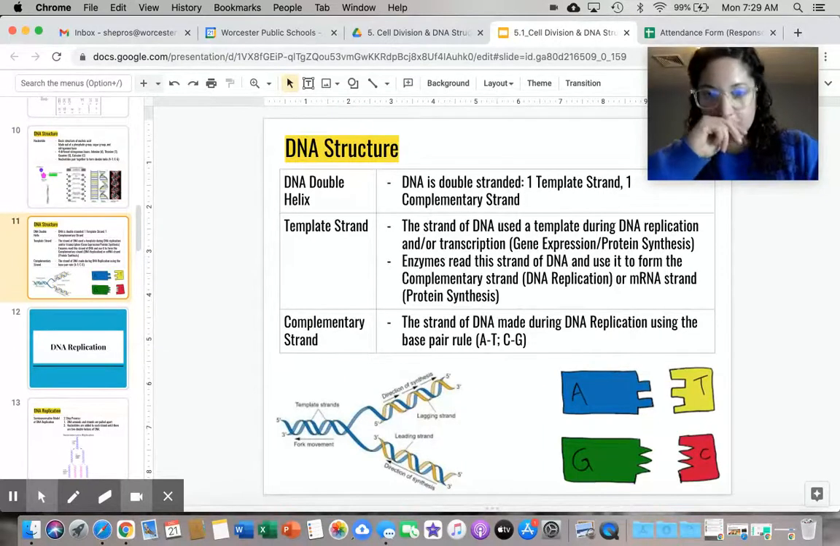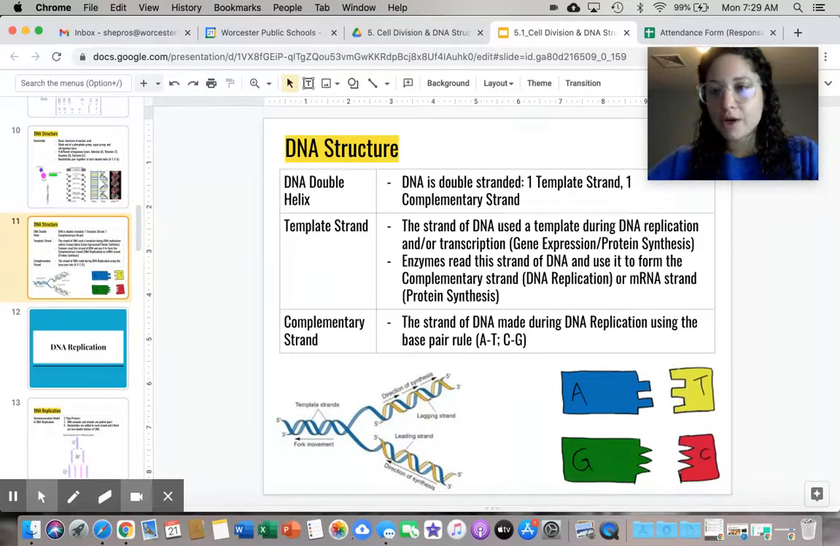All right, so we have already kind of talked about the DNA double helix. It's double-stranded. There's 2 strands of DNA. So we're going to call one a template strand and one a complementary strand. So sort of like a template, like if you go to a photocopier and you want to make copies of something, you bring your template paper and that's what you copy off of. So your template is your original copy of something.